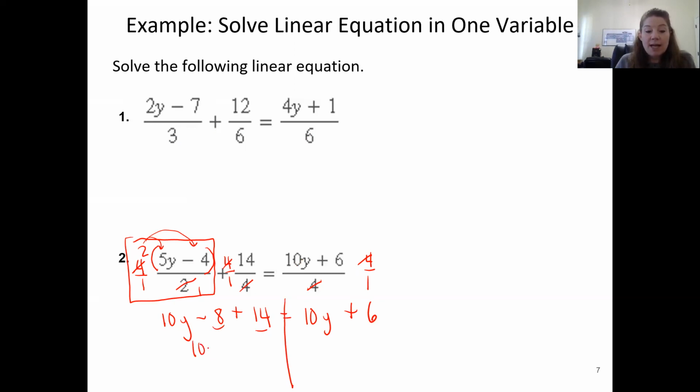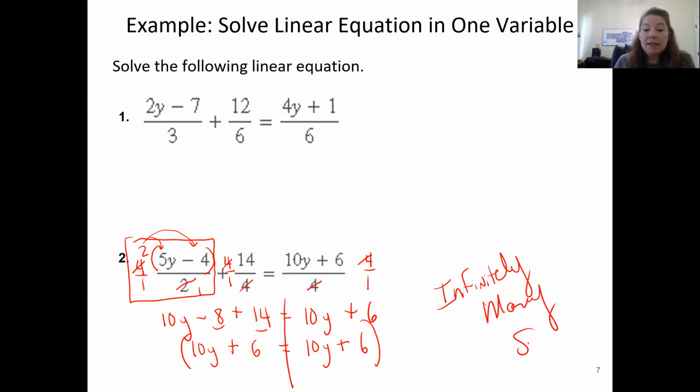So I have 10y and then minus 8 or negative 8 plus 14 is positive 6. If you're not sure, plug it in your calculator. Don't guess. Negative 8 plus 14 is 6. And then what do you notice? We have the same thing on both sides of the equal sign. They match perfectly, right? All the signs and all the digits match, which means we have an infinite number of solutions. Infinitely many solutions. And that's the answer, infinitely many.